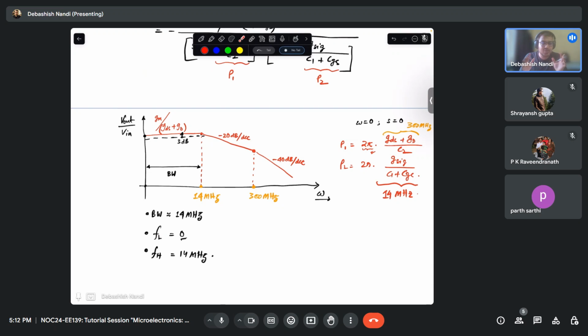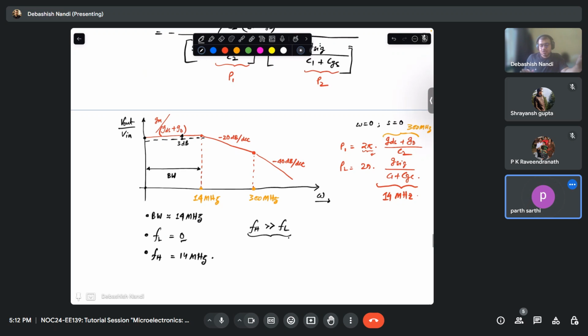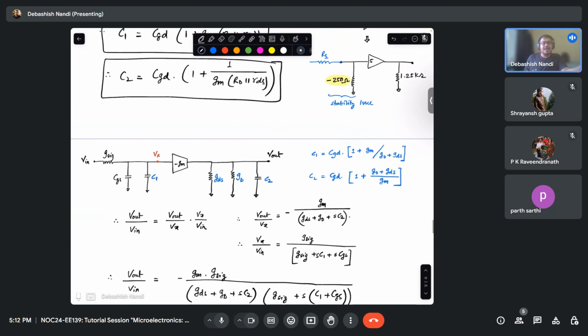If you see the solution handout given for this problem in your assignment, you can see that one statement is written, FH is much greater than FL. So the reason is this one, that your FL is almost equal to 0, because at 0 you are getting a gain. Okay. So this is how you analyze this kind of problem.